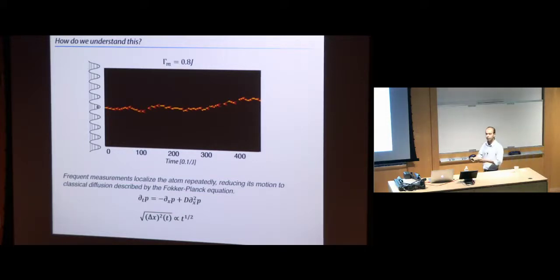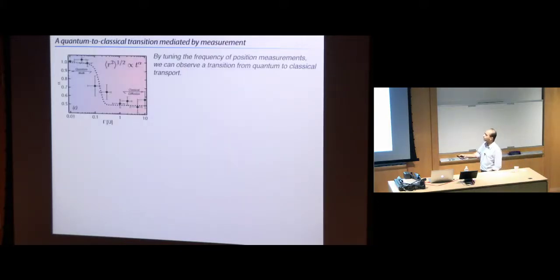And the nice thing about our technique, given that we tune the rate of light scattering with exquisite precision, is that we were able to map the evolution of the atom all the way from the quantum walk, which scales linearly with time, to the classical diffusion, which scales as the square root of time. And we could actually see this quantum to classical transition as a function of the measurement strength.